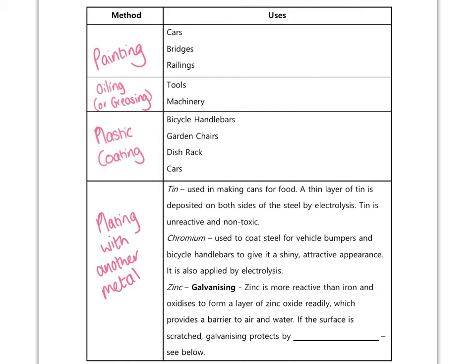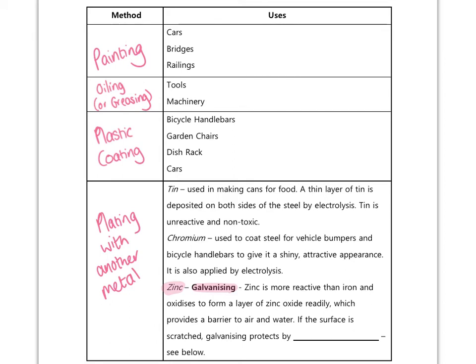We use chromium for vehicle bumpers and to coat steel, and even for bicycle handlebars to give it a shiny, attractive appearance. And we apply both of those by electrolysis. But if you use zinc, it has a special name called galvanizing. So if the metal that we use to plate our iron with is zinc, then we call it galvanizing.